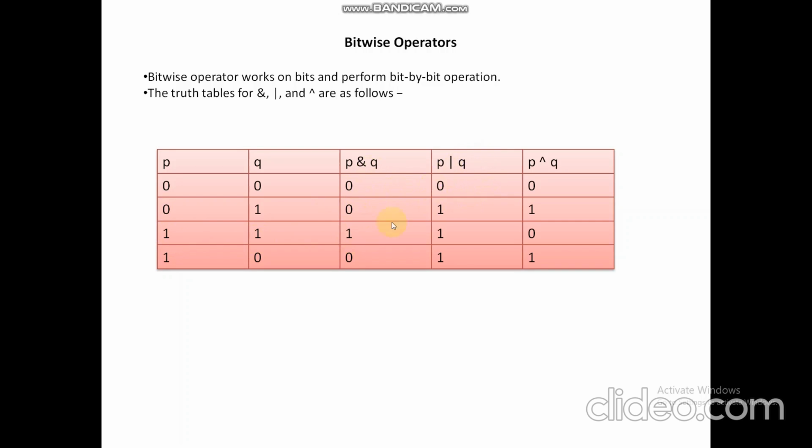And in the OR operation, all values will be 1; only 0 and 0 will give 0. Here the XOR will give us the value 1 if the values of the two operands differ. 1 and 0 will give 1, 0 and 1 will give you 1, and if both variables are the same, then it will not give us the value as true.